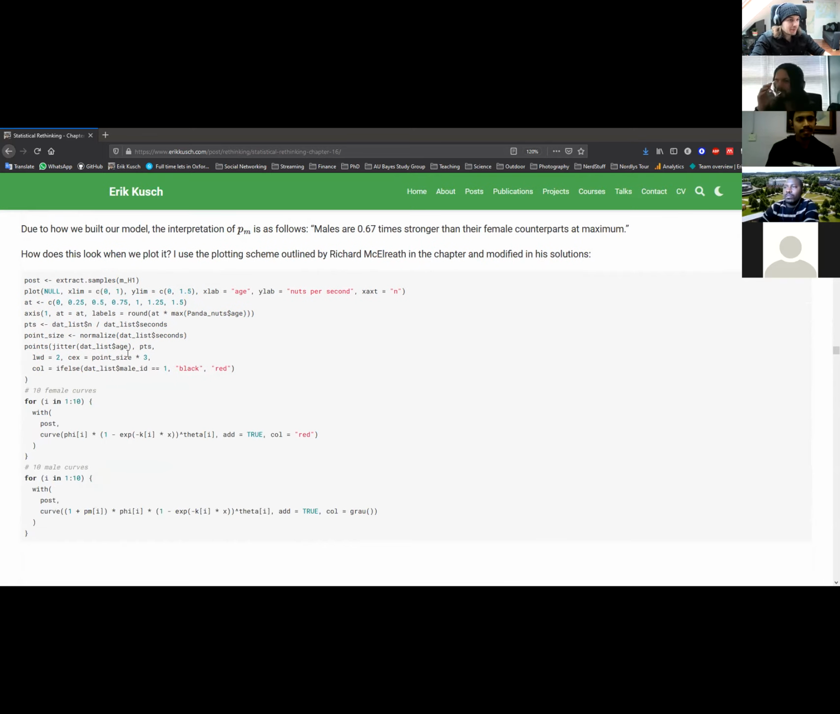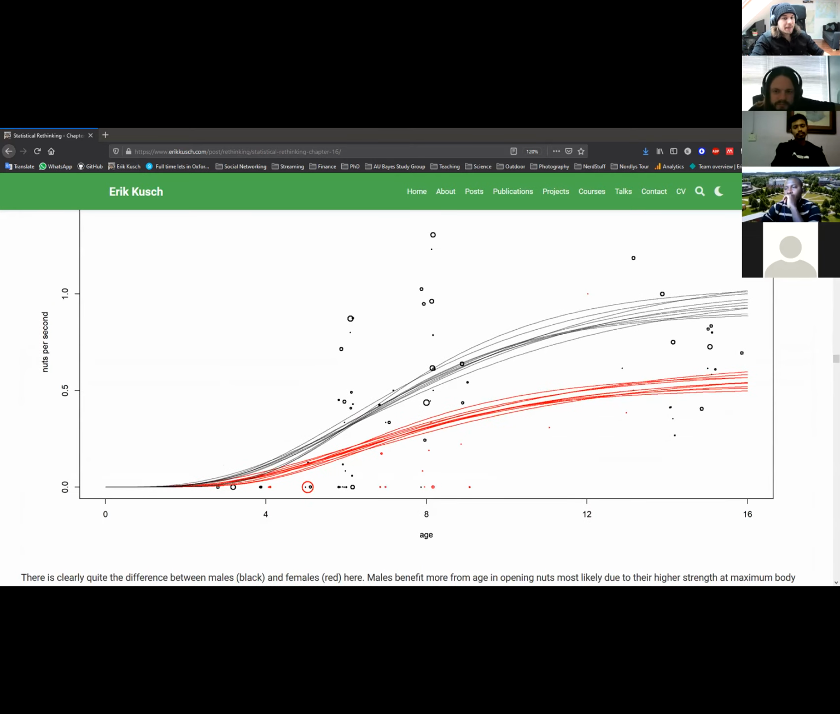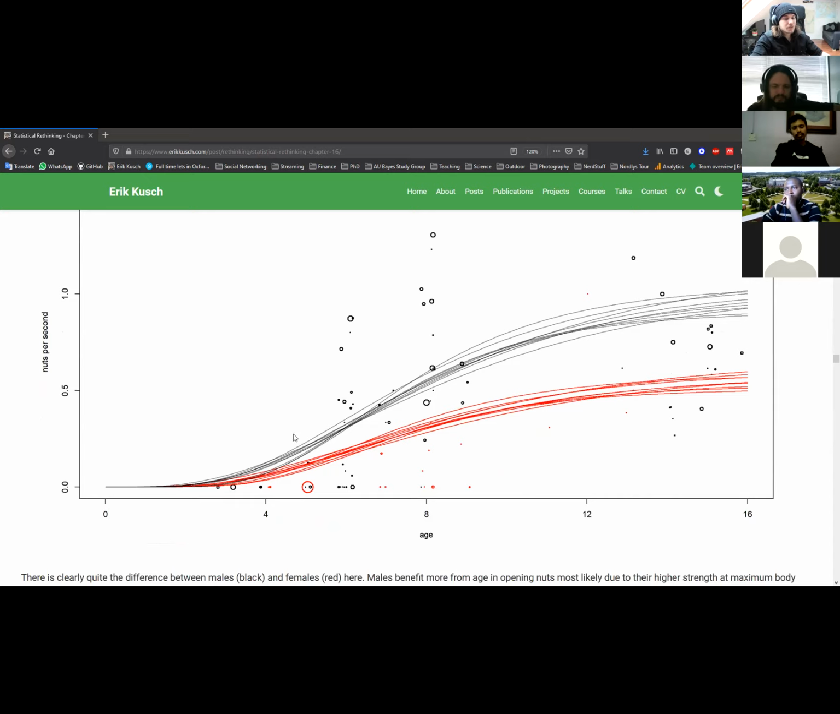So how does this look when we plot it? This I've just shamelessly stolen directly from the solutions because I didn't feel like writing yet another ggplot solution. So basically, the black curve is the one for the males, the red curve is the one for the females. And we can see how males just get stronger with weights the older they get. Again, everything levels out at around age 12. They just get much stronger with weights than the females do, hence why they crack more nuts.